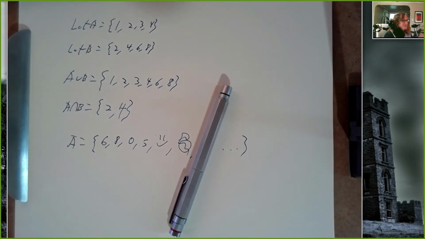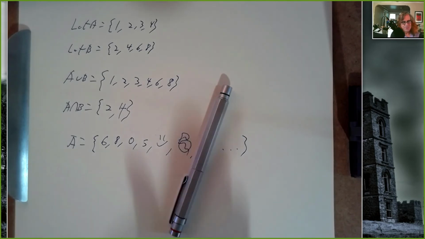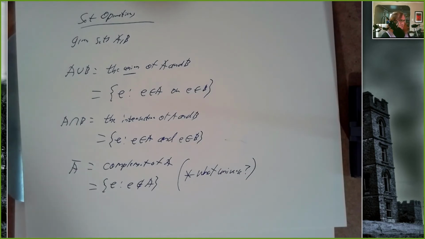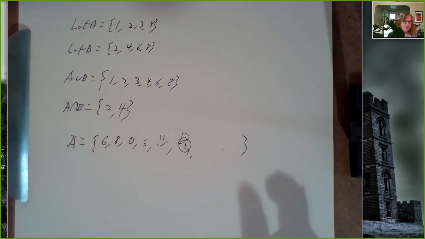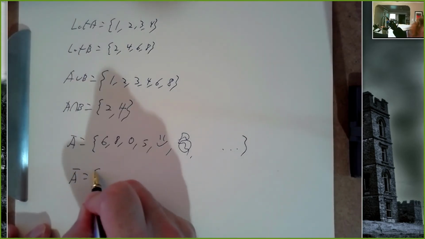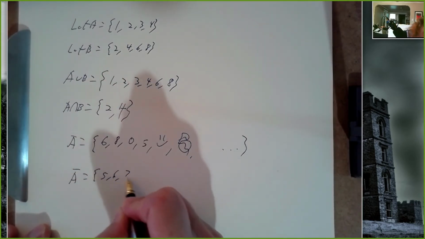So the complement is not always well defined unless you know what the universe of possible things is. So when you define the complement of a set, you've got to know what the universe is. For example, if I say working over the universe of positive integers, well then I could say the complement of A is 5, 6, 7, 8, and so on.